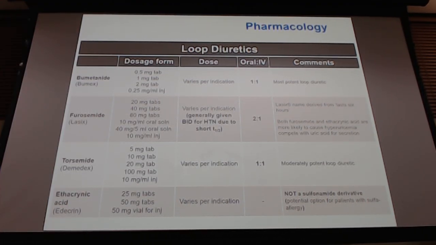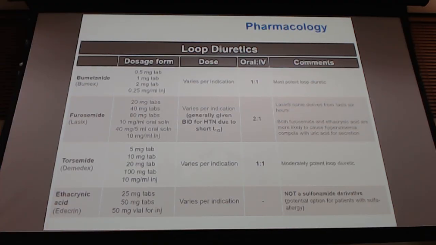And important to note here is the oral to IV ratio. Furosemide is not very good at oral absorption, and so going from IV to oral, you have to multiply by 2. And next we have torsemide, so that's Demadex. It's a 1-to-1 ratio, and it's a moderately potent loop diuretic.